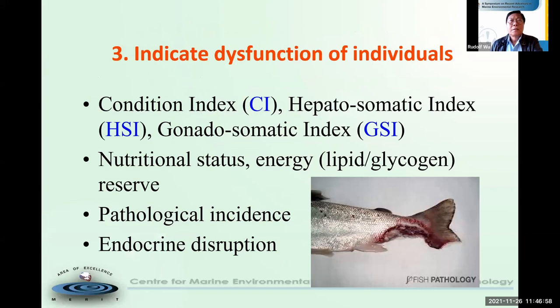Also, all this bioindicator can measure the dysfunction of individuals, like the condition index, hepatosomatic index, that is the weight of your liver in relation to your body weight, gonadosomatic index, the size of the gonad in relation to your body. This is based on the assumption that if the animal is not in good shape, they spend less energy in building up your body and building up your gonad, your energy reserve and so on and so forth. And then pathological incidence. You go to an area, you find the fish got lots of infection, pathological infection. That means these areas are potentially dangerous, with a lot of pollutant that reduce the immunity of the fish.